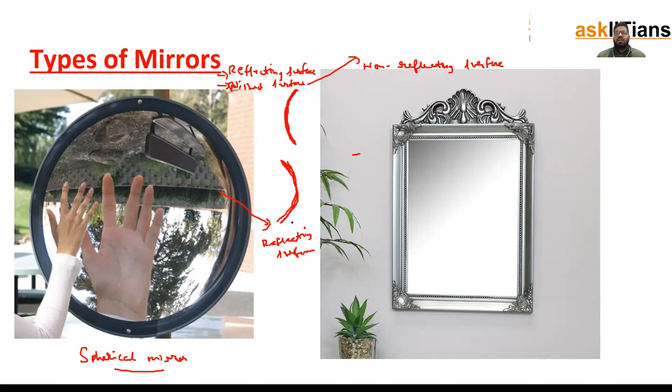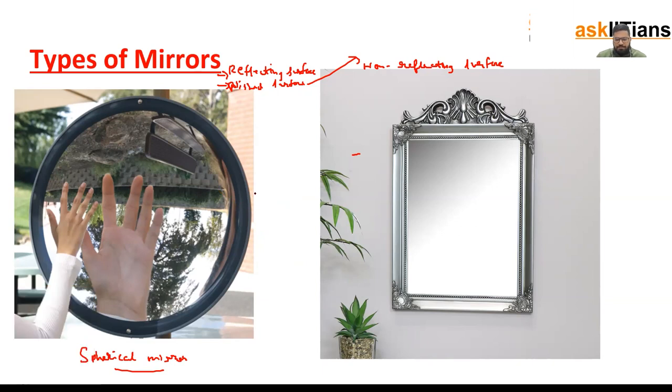Spherical mirrors are spherical in shape. Basically, spherical mirrors are named according to their shape. As you can see, I have drawn these two mirrors. If you carefully look at these two mirrors, which I have already drawn, let's see what their names are.